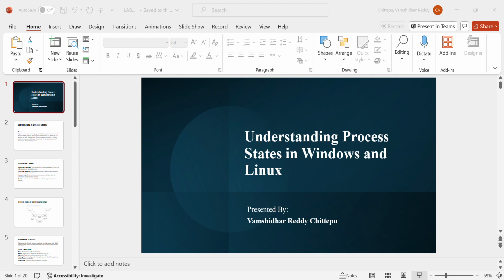Next, we'll go to running to ready: its transition, triggers, and explanation. I've stated these three points. Coming to the definition, the process moves from the running state back to the ready state. Running to ready: a running process may be interrupted and moved to the ready state if a higher priority process needs the CPU. Alternatively, the running process might yield the CPU to improve multitasking, thus re-entering the ready state.